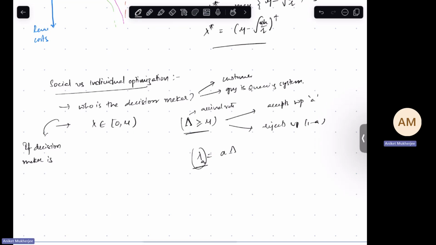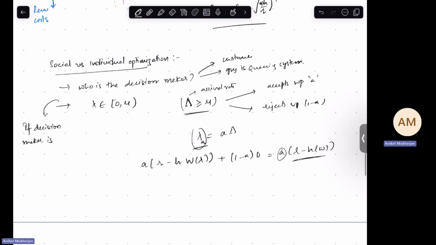Now, how would the reward structure change if you implement this? If a customer enters the queue, you'll get a reward structure based on A into R minus H W lambda, where W lambda is the waiting time, plus 1 minus A into 0, which is equal to A into R minus H W. So the previous problem goes through, but you also need to make a decision of what A is. And you can replace lambda and reformulate the whole problem.